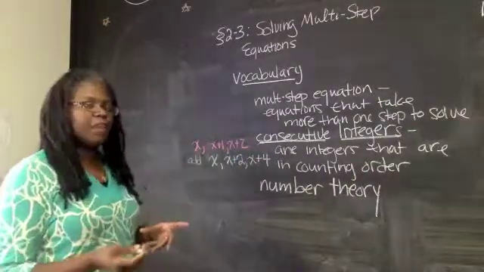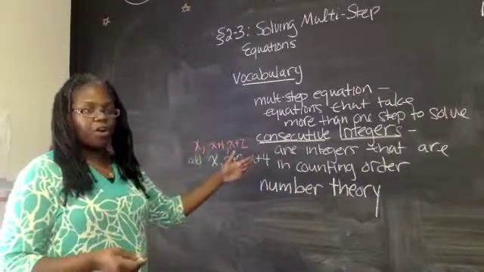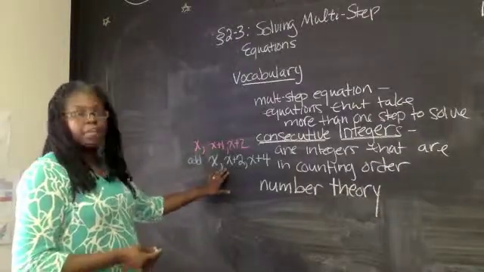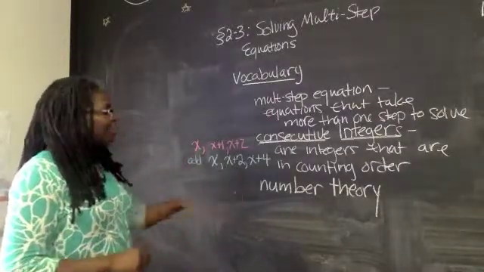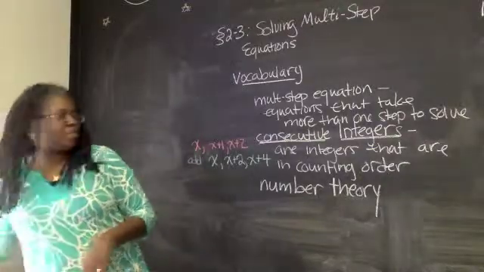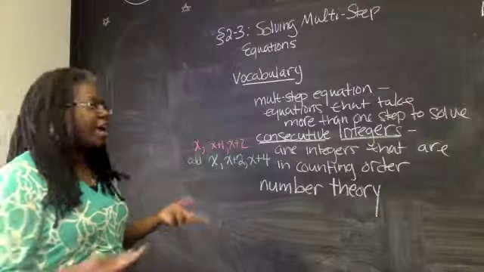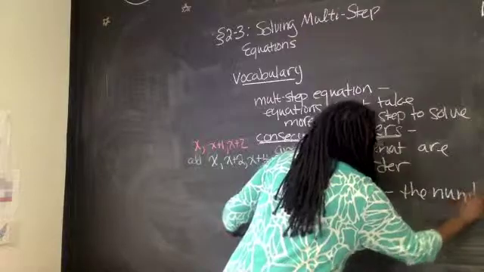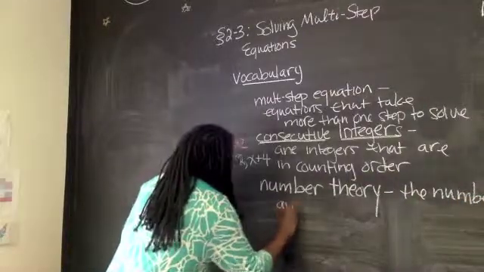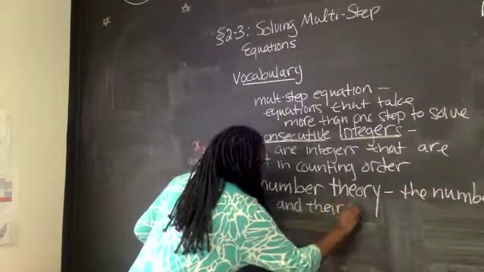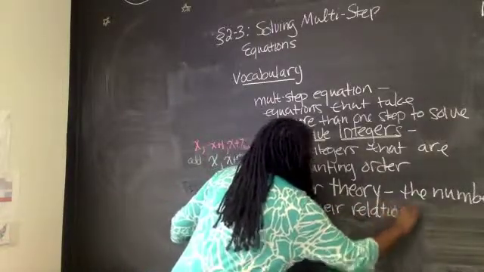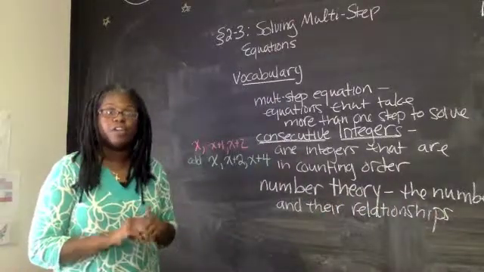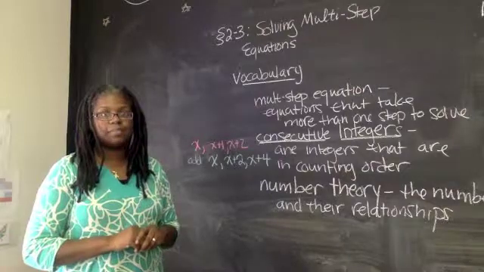So when I think about consecutive numbers, I need to think about moving in order, such as counting, but sometimes we'd be asking about consecutive odd or consecutive even, and you've got to keep that in mind when dealing with variables. The next thing we're going to talk about is number theory. The study of number theory is really just the study of numbers and their relationships, and I'm going to jot that down. So that's it for vocabulary. Now we are ready to move on to our examples.